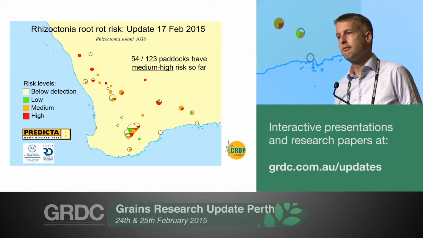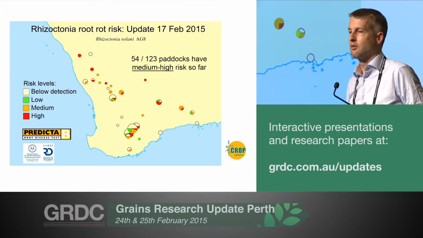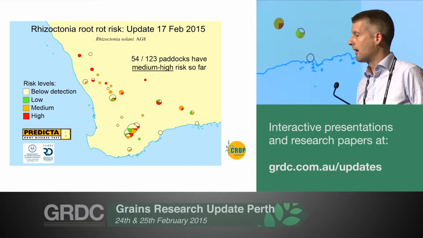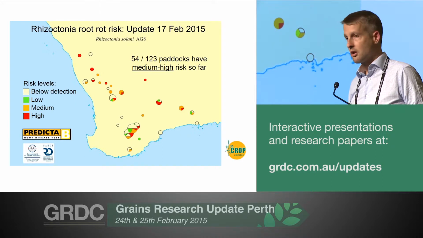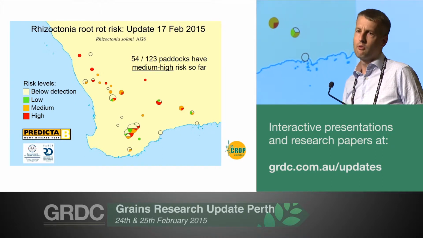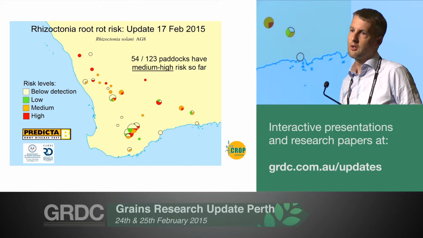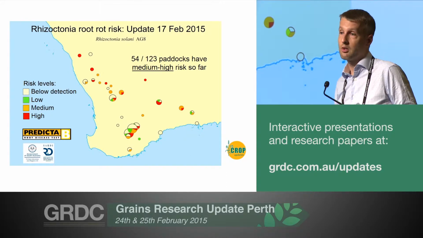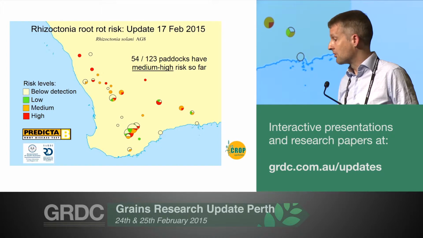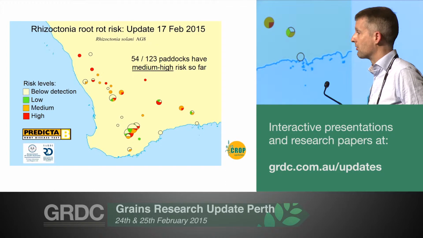And in fact, 54 of the 123 samples that have been sent in so far are in the medium to high risk level. So it's quite an alarming figure. That's roughly about 45%. Last year it was 37%. We had 300 samples to that 37%, so it may still go down, I don't know, but it's looking pretty dire for this season.